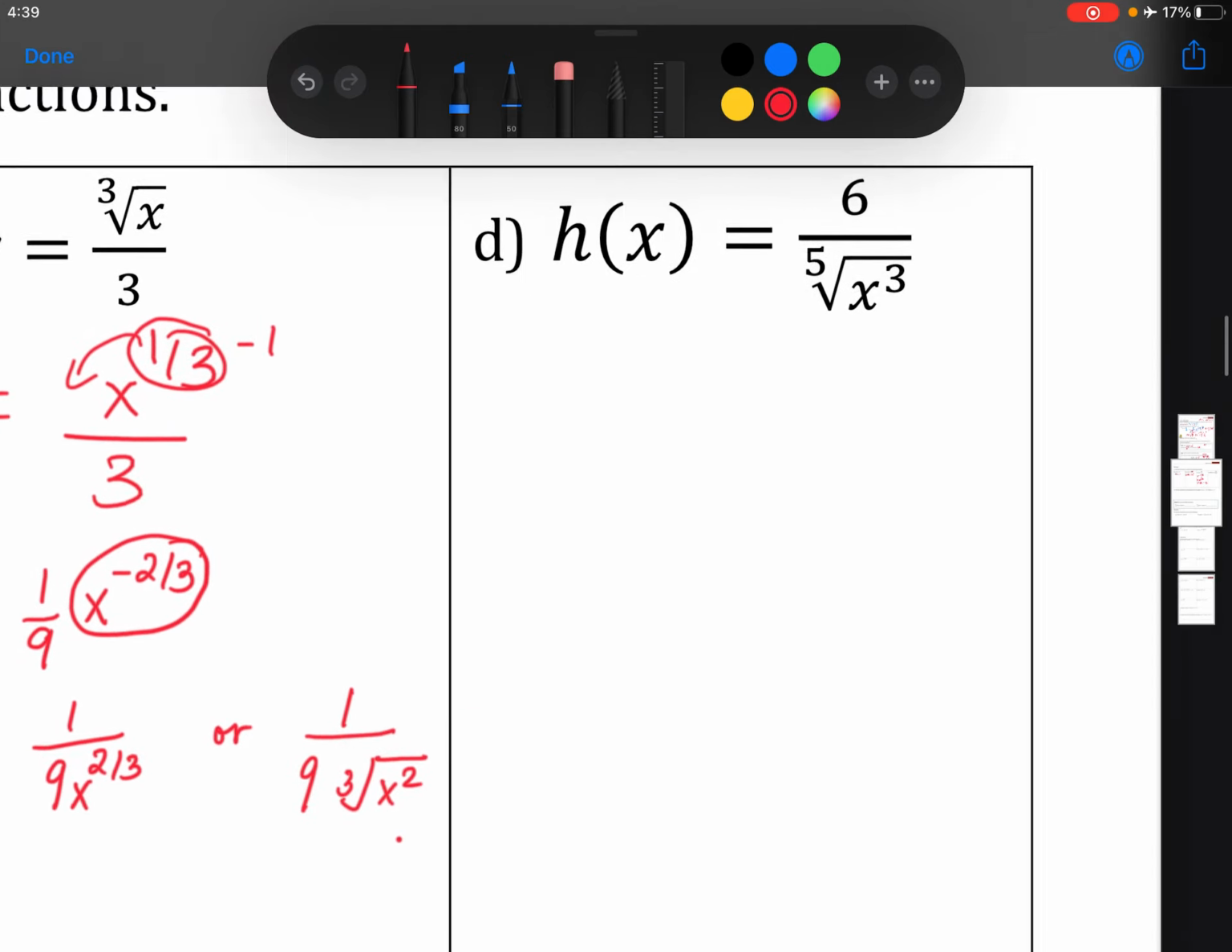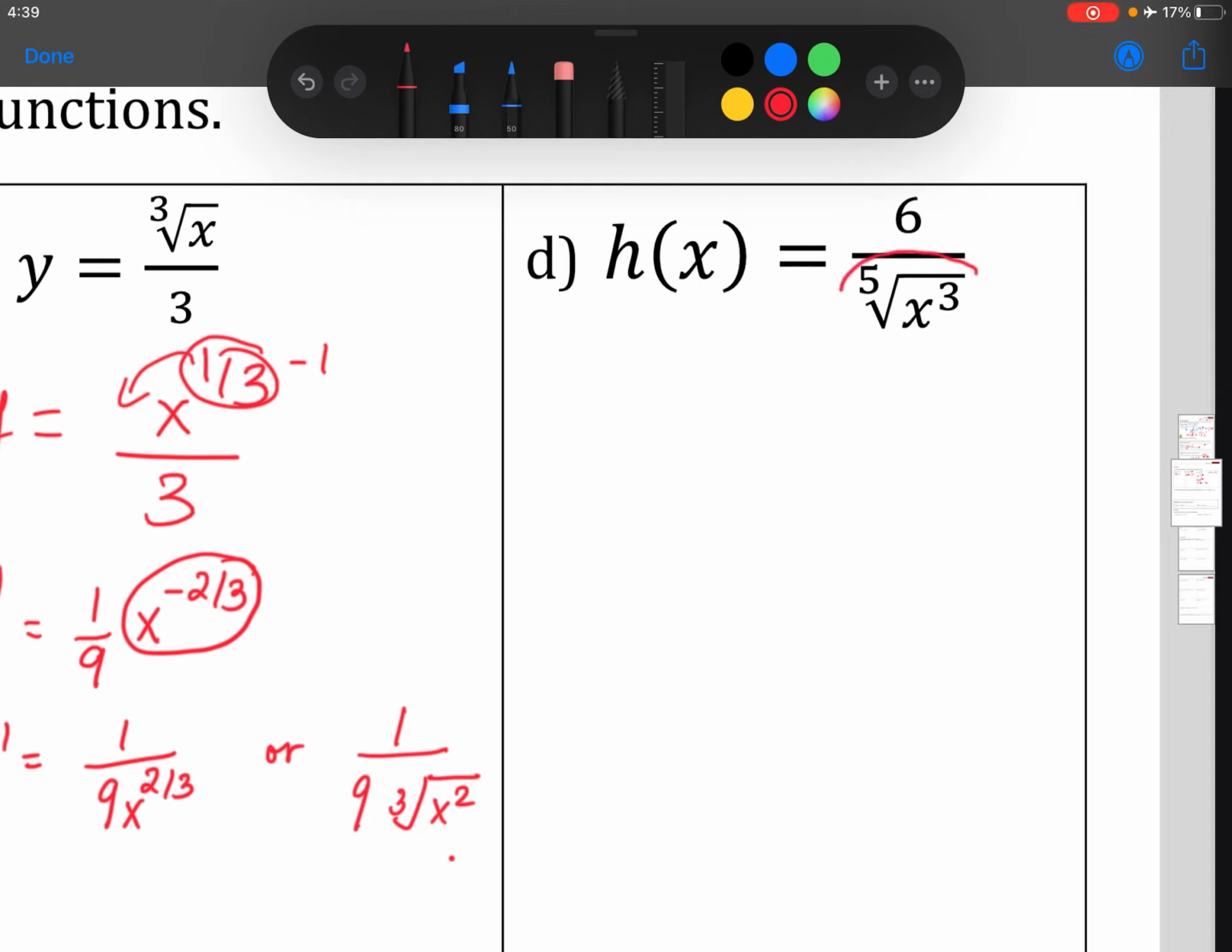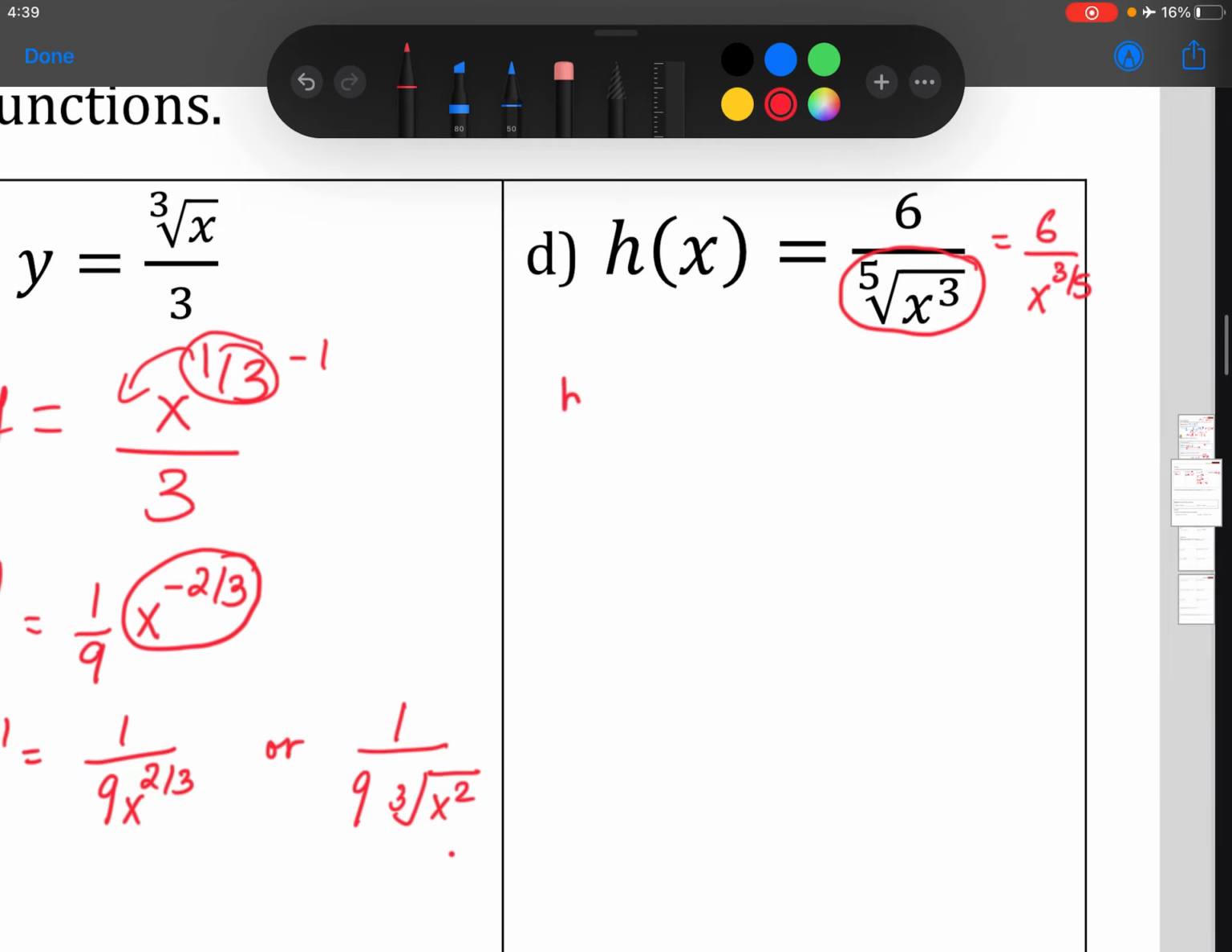Okay. The next one, again, I see radicals. I just want to simplify this, and I want to rewrite it as 6 over x to the 3/5. Anytime you have variables in the denominator and you have a quotient up there, can I just shift it because it's easier to simplify? I'm going to rewrite it as h of x equals 6 times x to the negative 3/5. That's okay to do because it's easier to apply the power rule here.